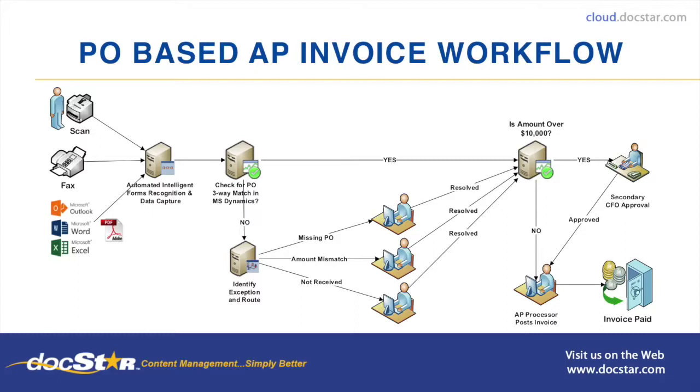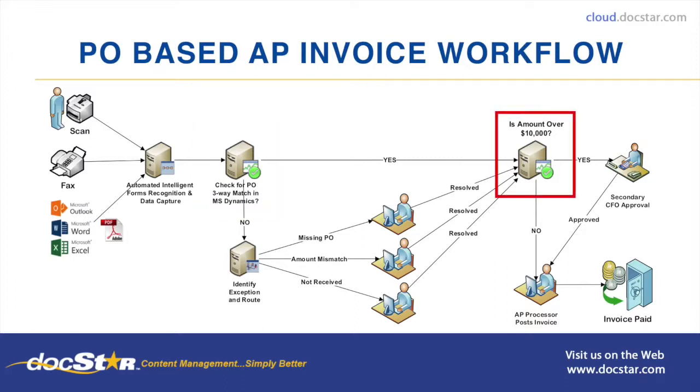In the PO-based AP invoice workflow shown, documents are captured from multiple inbound sources in multiple formats and funneled into one uniform workflow where they can be recognized, classified, indexed, and routed automatically. Invoice three-way matching is performed via integration with the ERP backend to automate the review process.